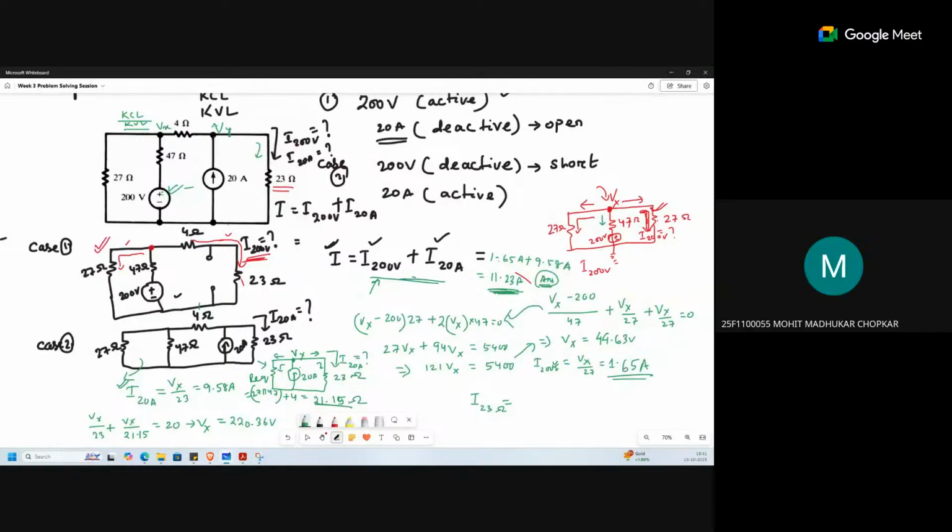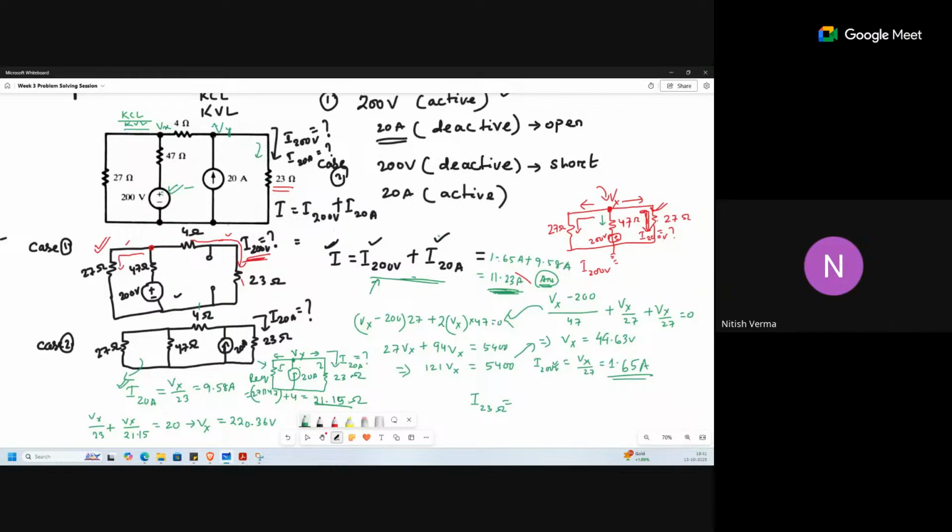Understand? KVL and KCL is easier than that. But why are we studying this? What is the need of studying this? Whenever you have a simple circuit, a small circuit, it is easy. But if you have 10 sources or 20 sources, the analysis will be very complex. So you take one source at a time. That's why we are studying this superposition principle.